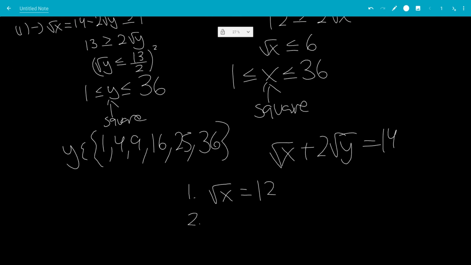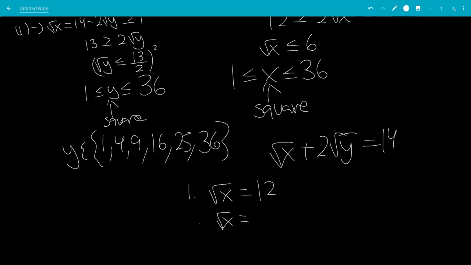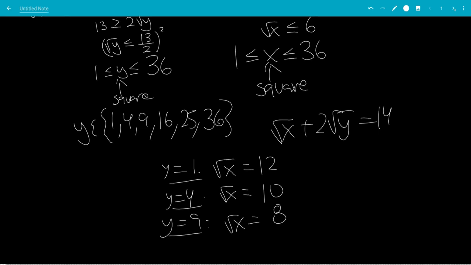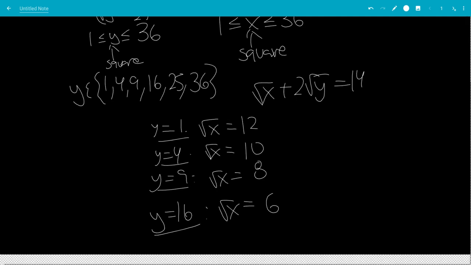Okay, let's do that again. Plugging in y equals 1, y equals 4: square root of 4 is 2, times 2 is 4, and 14 minus 4 is 10. Y is 9: we get the square root of x is 14 minus 2 times 3, so 14 minus 6 is 8. Y is 16: you get the square root of x is 14 minus 4 times 2, which is 8, so that would be 6.